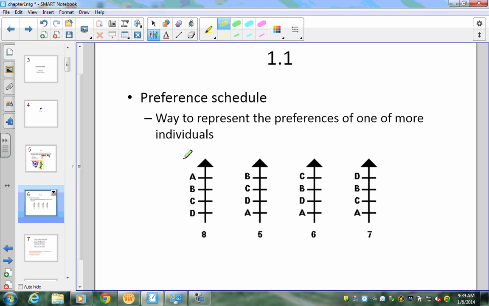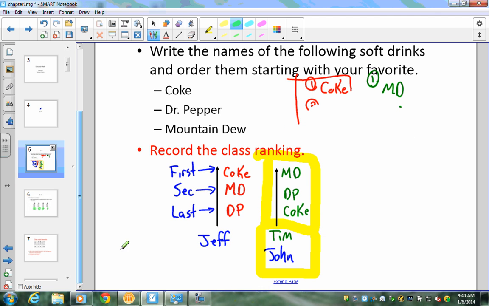All right, let's go to this slide again. Now notice what we have here is 4 preference schedules: 1, 2, 3, and 4. You can have as many preference schedules as you want. I just chose 4 because that's what the book wanted. Now the one thing I want to bring to your attention is this number right here, the 8, the 5, the 6, and the 7. Those numbers are important because they tell us how many people actually agree with that particular preference schedule. So going back to our other slide, you have Tim and John.